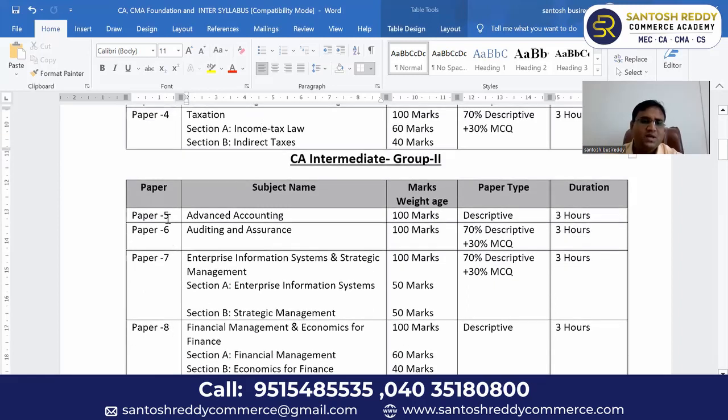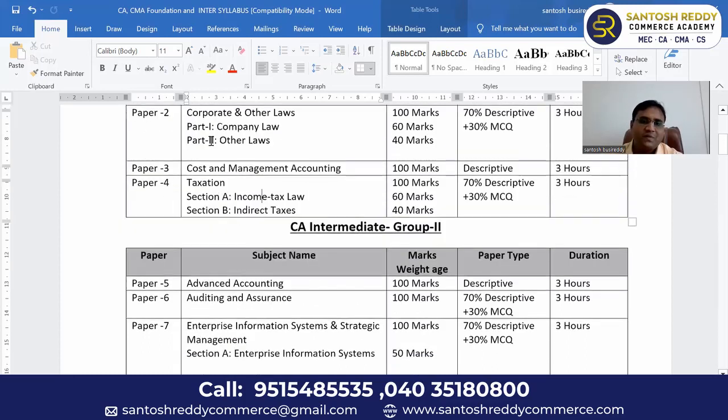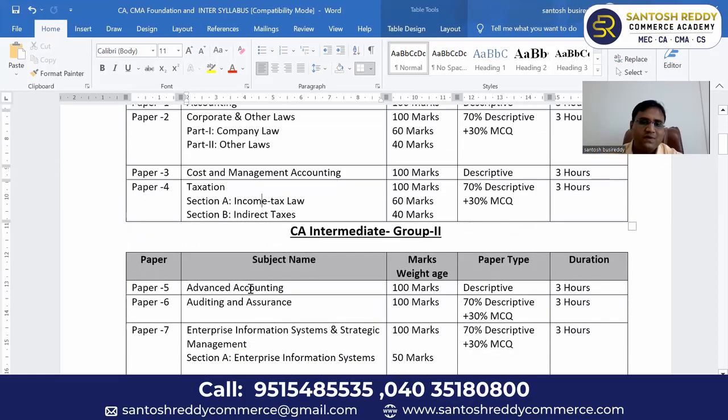Again, you will have 4 papers: paper 5, paper 6, paper 7, paper 8. Paper 5, advanced accounting. See, paper 1 is normal accounting; paper 5 is advanced accounting. Advanced accounting means what we also have in the BCom, like amalgamation, merger, reconstruction. Almost all the advanced accounting in the BCom paper is the same, but practically tested. It is a total descriptive 100 marks paper.